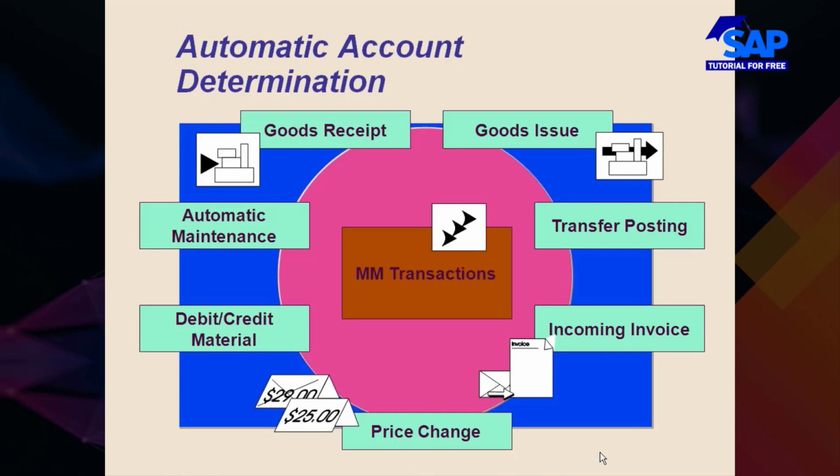As you can see, goods receipt, goods issue, transfer posting, incoming invoice, price change, material debit or credit postings. Can you just give me a moment, please? Hello? Hello? Yeah? Hey boss, I'm in a meeting. Can you please give me a call after half an hour? Alright, thank you. Yeah, around 11:30, 12 o'clock. Oh yes. Thank you.